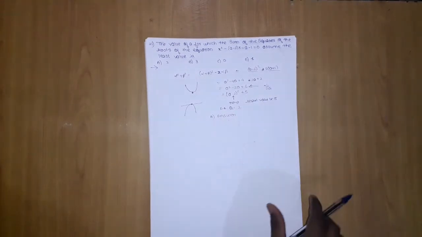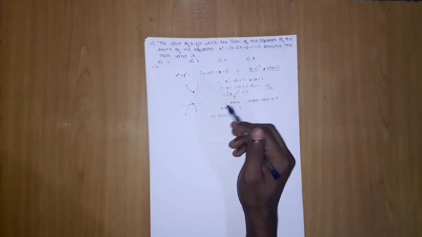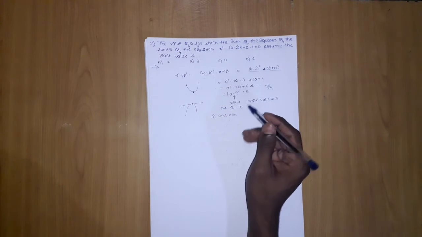I am just telling an alternate way of doing this if you are not able to see it, because in most quadratic equations they teach you to find the maximum and minimum value by doing this.